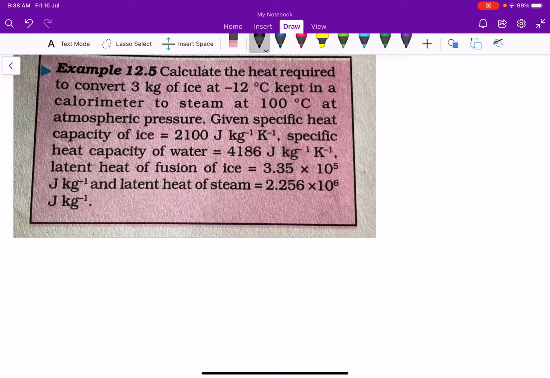Good morning, students. Today we are going to discuss this example. This is the final example, and also we will learn some problem set.